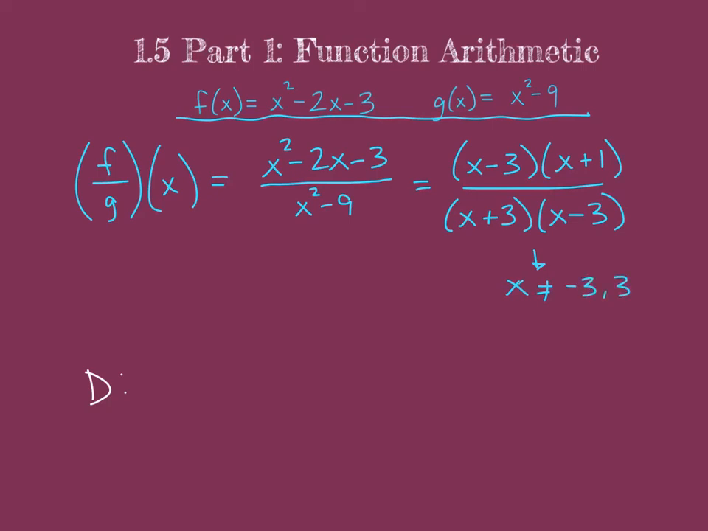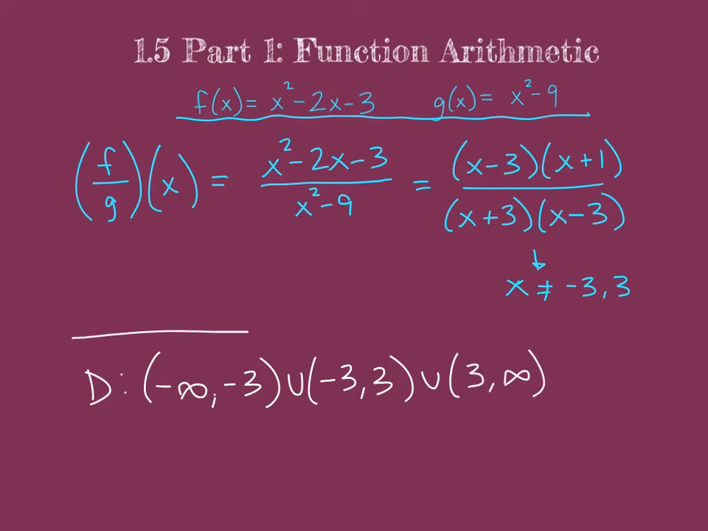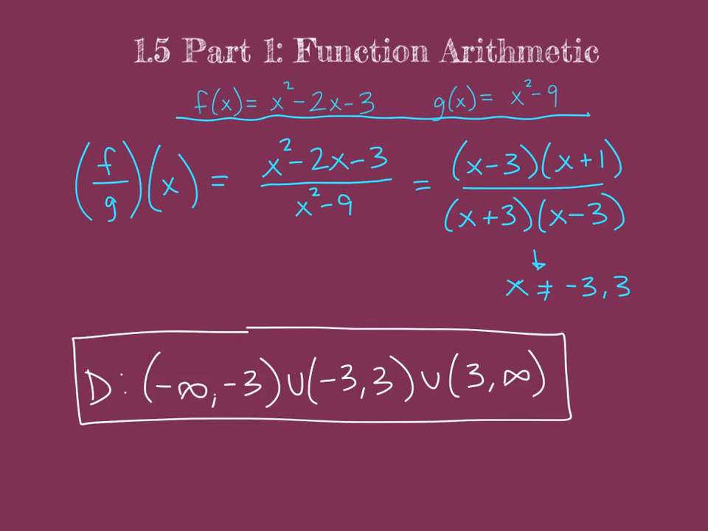And so therefore we have to exclude those values from our domain. Again, we don't care about the -1 up here. Yes, that makes the numerator 0, but we don't have to worry about the numerator with domain. It's only the denominator because we can't divide by 0 in math. So we have to skip over -3 and +3. So we have to travel all the way from -infinity to +infinity, but we have to skip over those two values. So this is our domain.